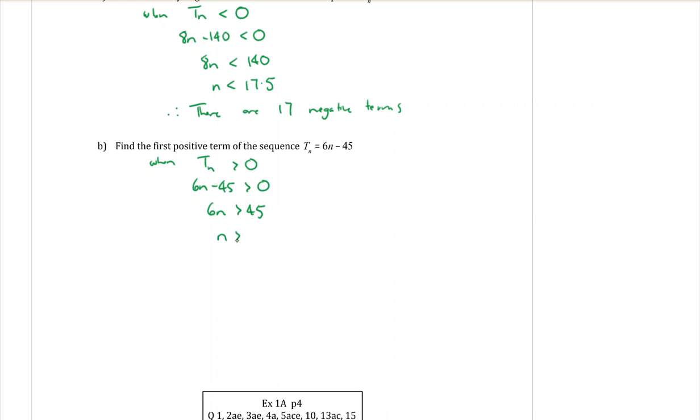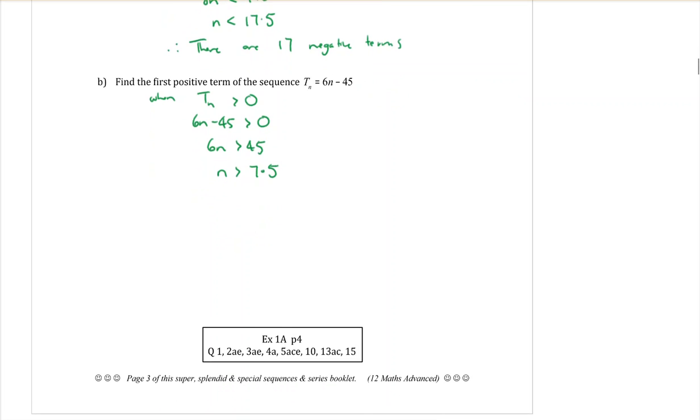Is anyone doing this with me? Excellent. So 7.5. So where is the first positive term? The 8th one, right? So if I go to 7, it's still going to be negative. So I need to go to the 8th term to make it positive. However, this question was worded slightly different. Let me just write that down. Therefore, the first positive term is when n equals 8.